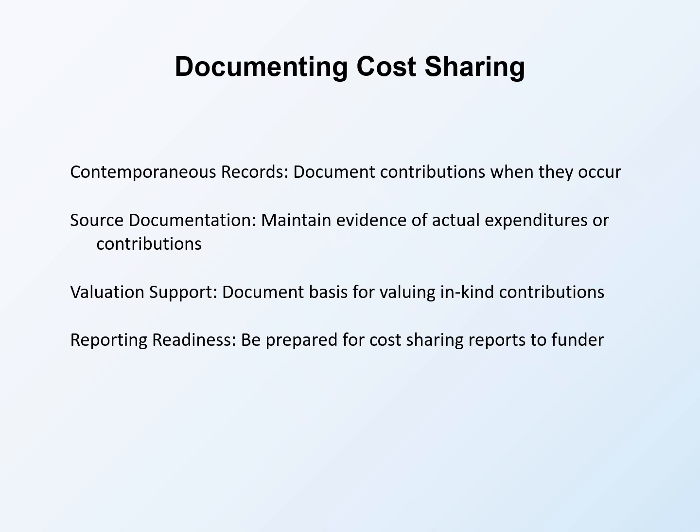Source documentation provides evidence of actual expenditures or contributions. Cash cost sharing should be supported by accounting records showing the actual payments. In-kind contributions should have documentation showing what was contributed and when. Third-party contributions need letters or records from the contributing parties.